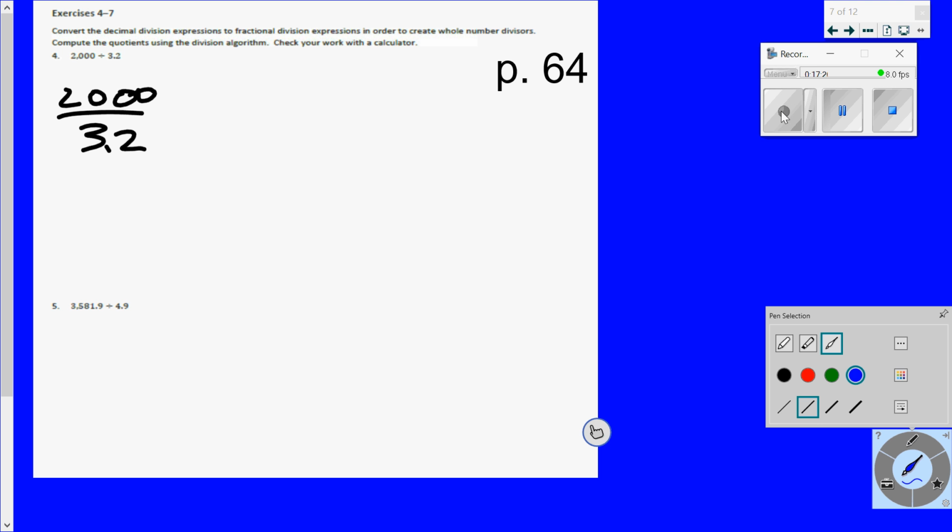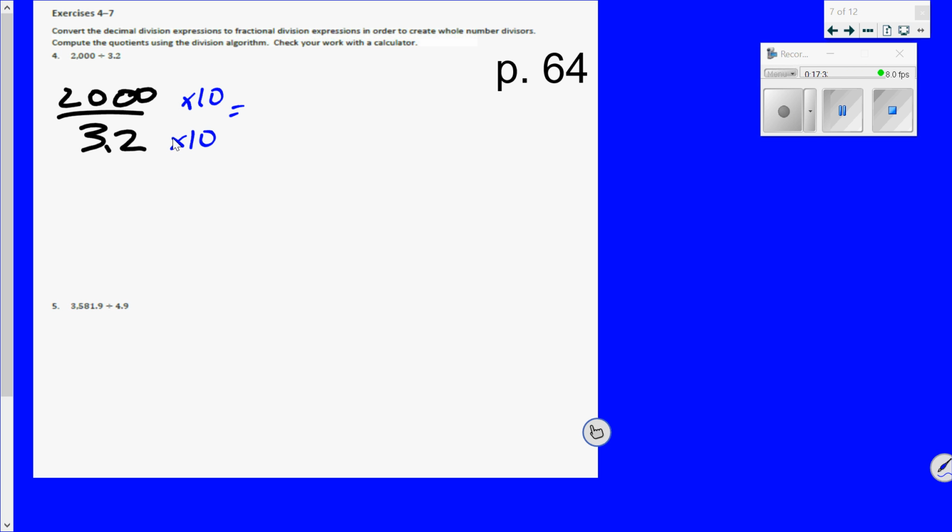Okay, we're going to do them fast. 2,000 over 3 and 2 tenths. I just set it as 2 tenths, so I'm going to multiply by 10. My decimal's not there, it means it's at the end. So that's going to be 20,000 divided by 32.